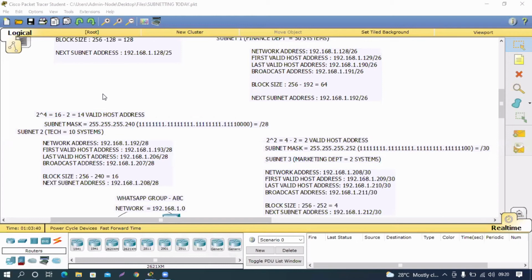Sir, can you explain the valid host address and subnet mask? As per my understanding, 2 raised to power 4 will be the last. We need to leave the last 4 bits from the last octet as 0. Then we can just calculate the 4 ones, and that will give the address of 192. Is that correct? That is correct. Okay, sir.